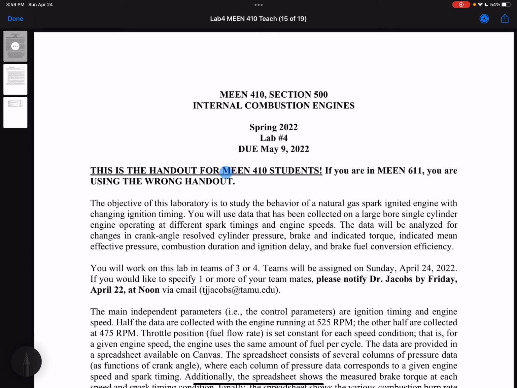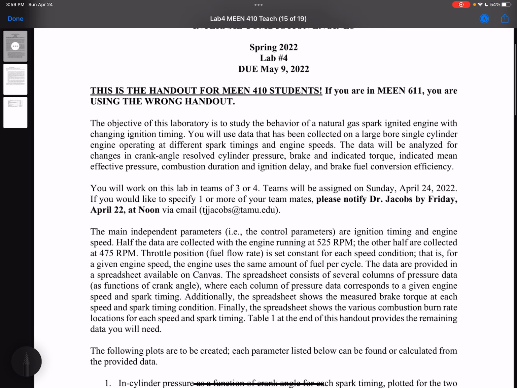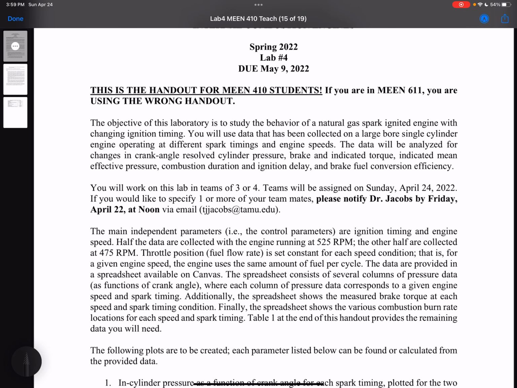Anyway, that aside, one thing I want to real quickly draw your attention to is that if you are not in MEEN 410, this is the wrong handout for you. MEEN 410 students have a different handout than MEEN 611 students. So make sure that if you're using this handout, you are in fact in MEEN 410. If you're in MEEN 611, I've got a video for you too, and you'll be able to watch that video with the correct handout.